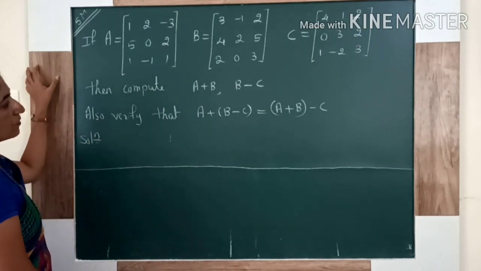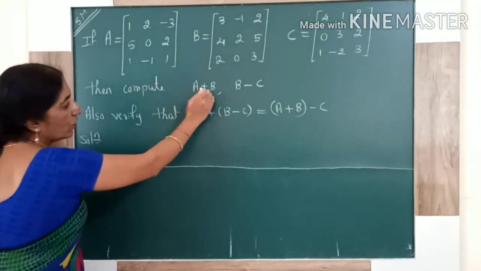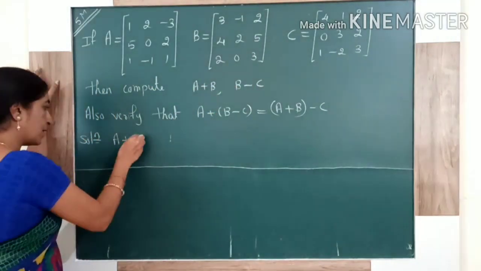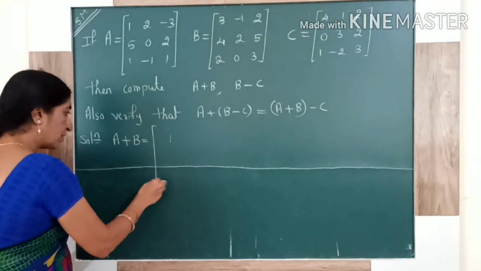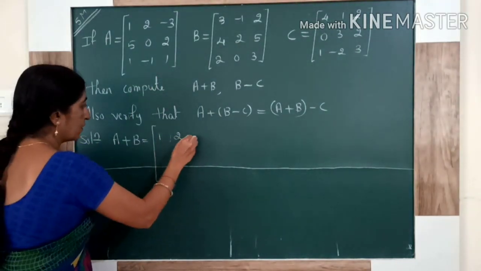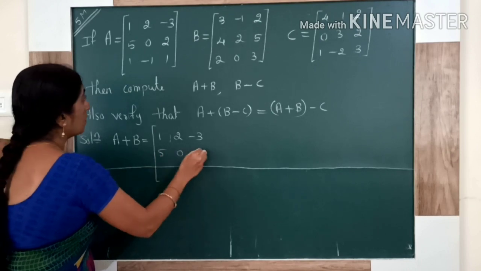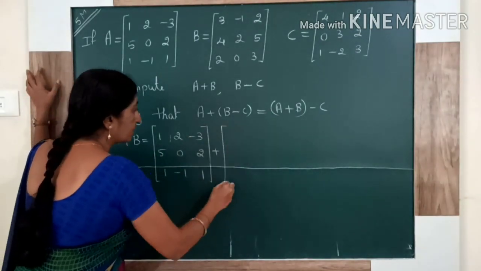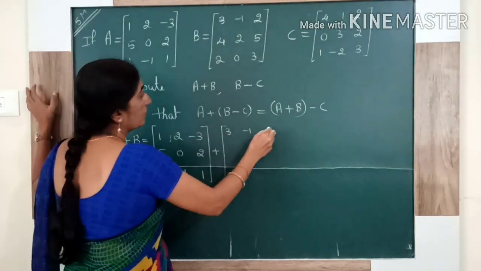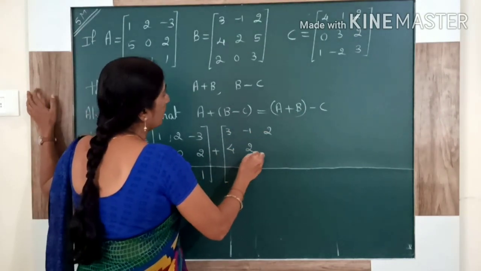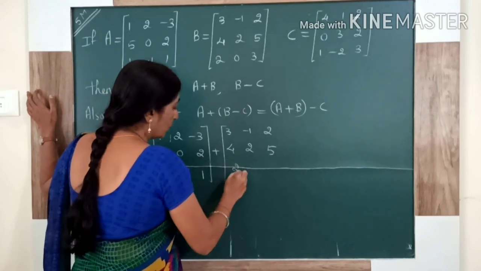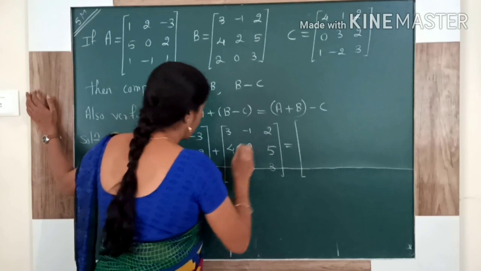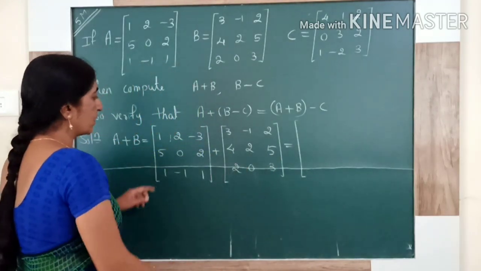So in the solution, what are you doing? First we have to calculate A plus B and B minus C. First go for A plus B. For that I am writing matrix A. Then matrix B. Take the pen and paper, just solve with me. Then it becomes very easy because I am giving the steps very slowly.